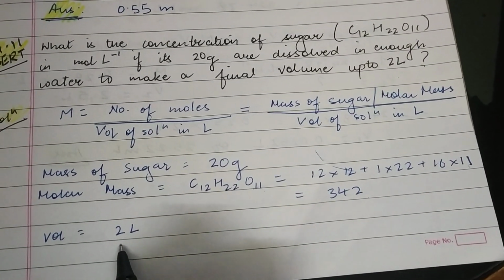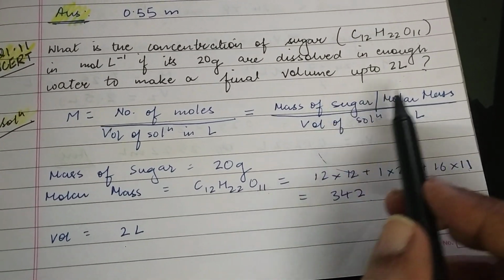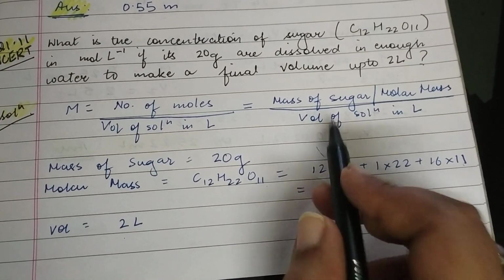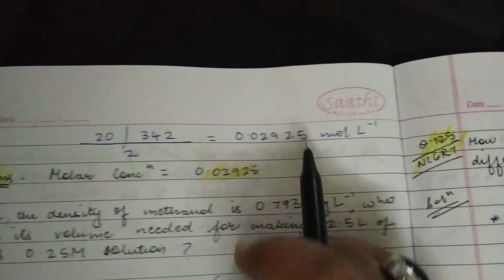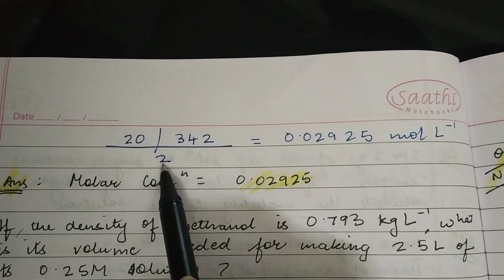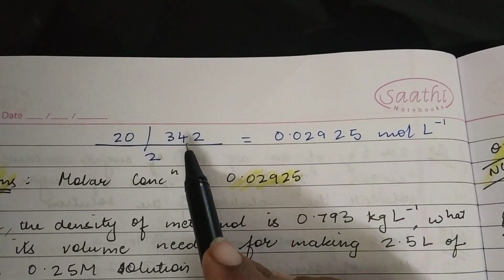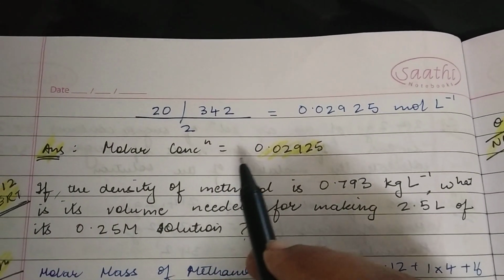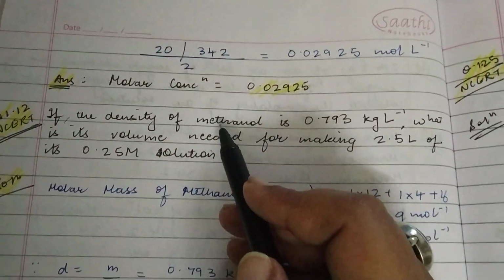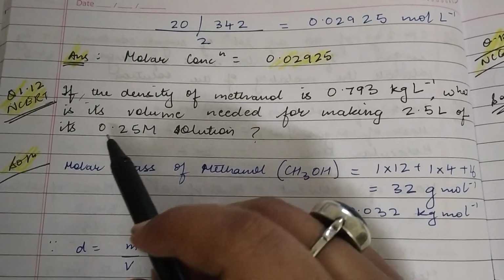The volume given is 2 liters. So now we know the mass of the sugar, see here. We know the molar mass to be put over here, and we know the volume to be put in the formula over here. Alright. So we divide 20 upon 342 and then divide by 2, and we get the answer in moles per liter as 0.02925 when we solve this. So this is the molar concentration, that is 0.02925 molar is the concentration of the solution in moles per liter. I hope the question is clear with you. Now let's go to the next question.